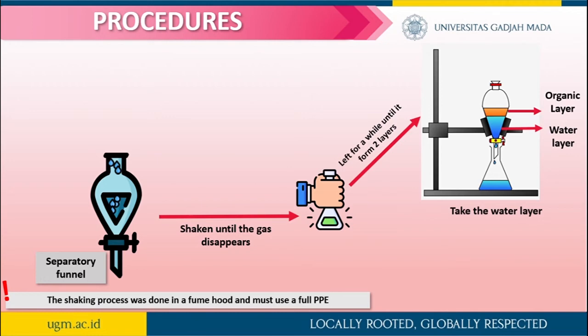Let the separatory funnel rest for a while, maybe 5 or 10 minutes, until it forms 2 layers, wherein the upper layer is the organic phase and the bottom layer is the water phase. Then take the water layer by putting an Erlenmeyer flask under the separatory funnel.